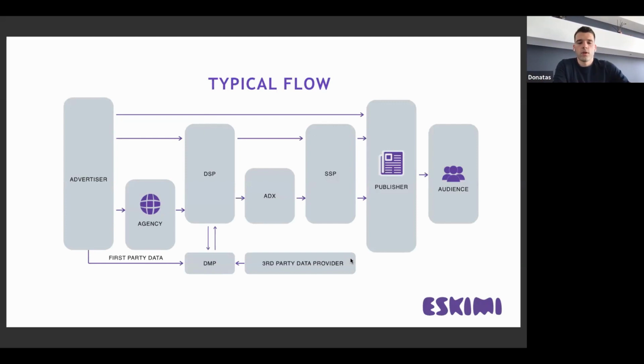Companies like Coca-Cola usually work via agencies, and those agencies have partners for different solutions. So DSP, you see that button, and Eskimi is a DSP, a demand side platform. We are working with agencies and agencies are working with clients. This is how we are able to run campaigns for those clients. We as a platform are connected to various ad exchanges, and through ad exchanges we are connected to supply side platforms, and those platforms are connected to the publishers. This is, generally speaking, the typical flow from advertiser to the audience.